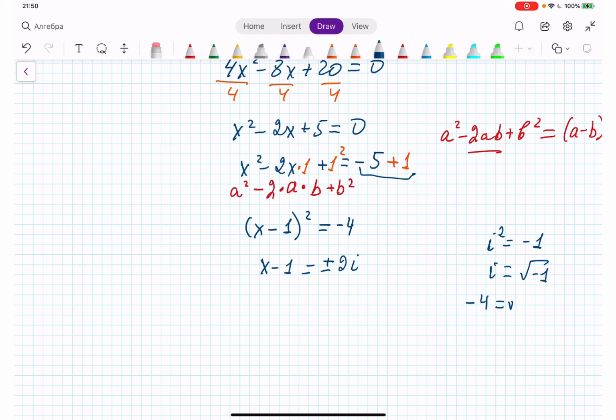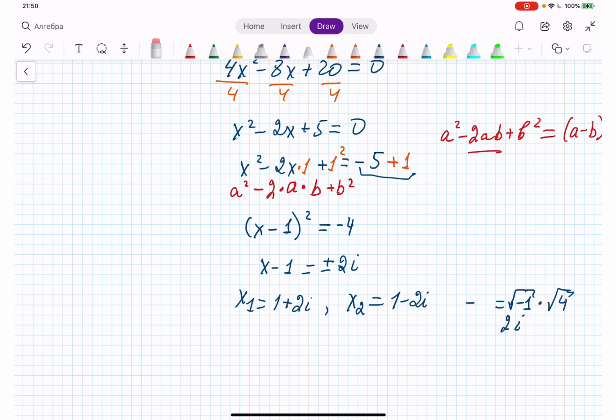Let me see. Okay, let me take the square root of 4. It's going to be the square root of negative 1 times the square root of 4. So the square root of negative 1, we know it's i. And the square root of 4 is 2. I'm writing it down here. And plus or minus, because a square root is always plus or minus, right? Okay, so from here, x1 is going to be 1 plus 2i. And x2 is equal to 1 minus 2i.